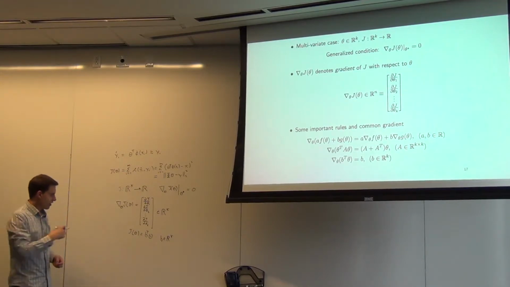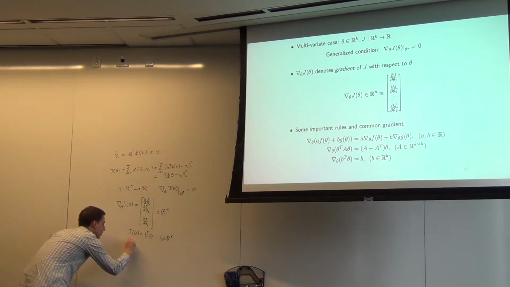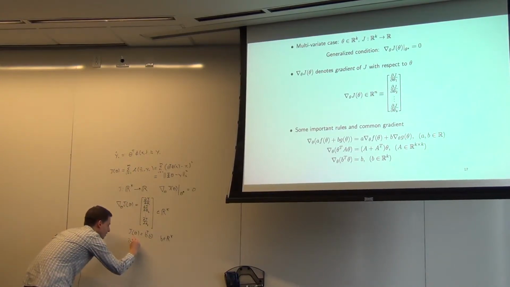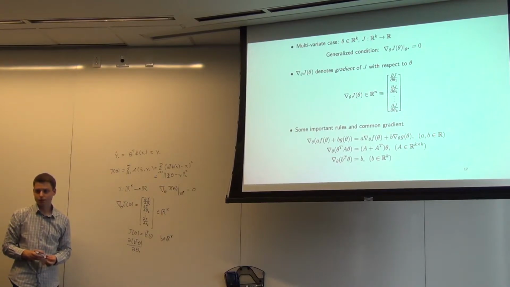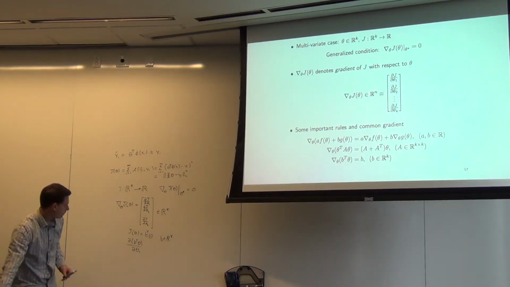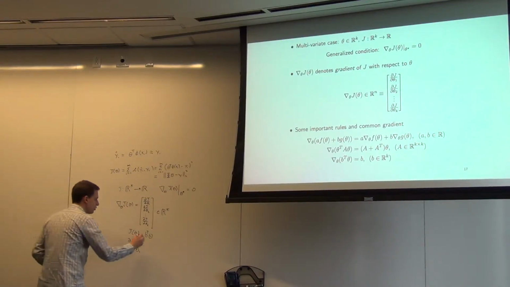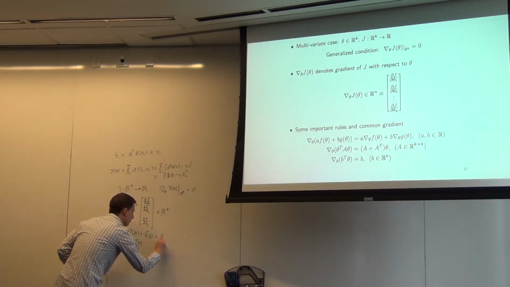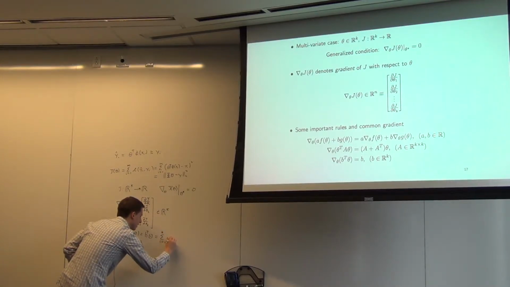So let's take an example now. What is the derivative of this thing, b transpose theta, with respect to theta 1? Well, remember, this inner product here has a really simple form. This is just equal to the sum from i equals 1 to k of b i times theta i.